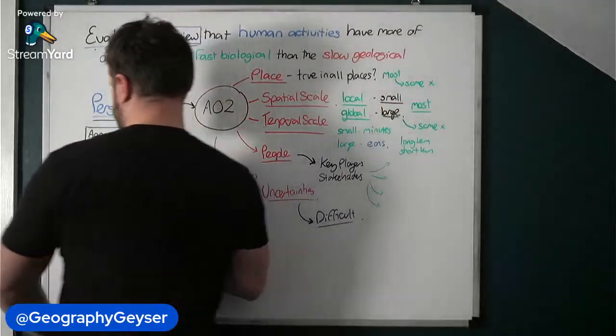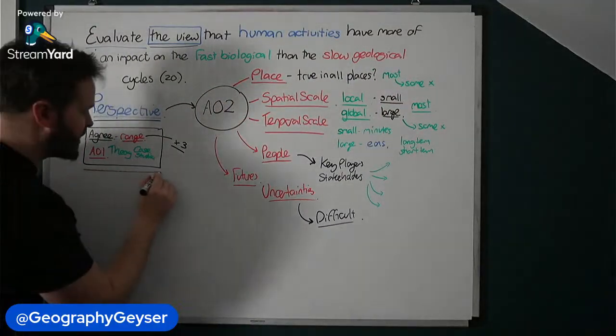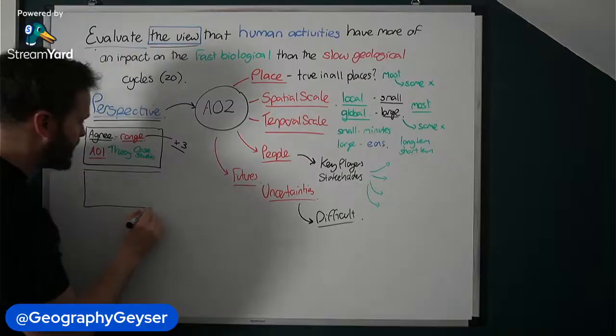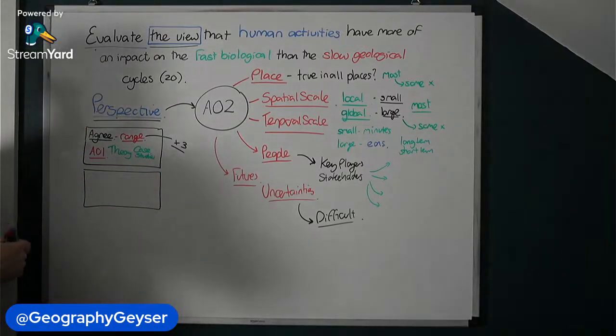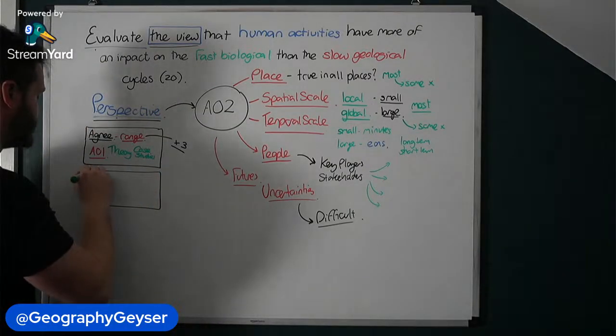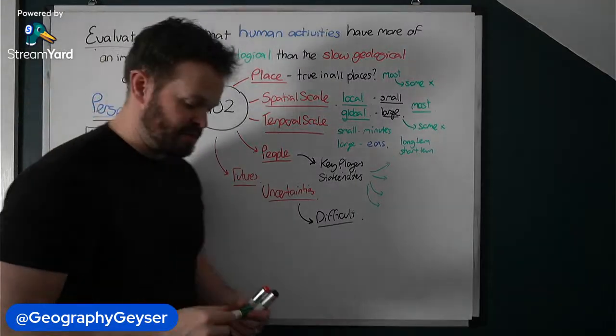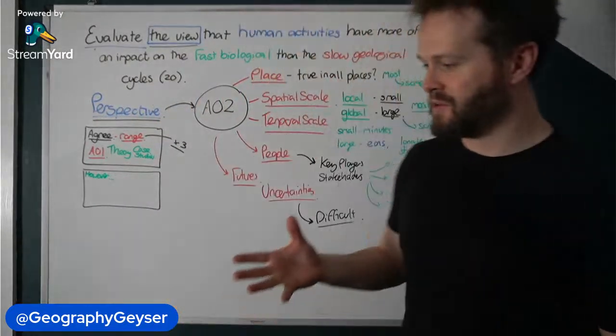Then what you're going to do in the next paragraph, and always open it with the word however. Now, just writing the word however doesn't mean that you're being evaluative. Doesn't mean that you're being evaluative.